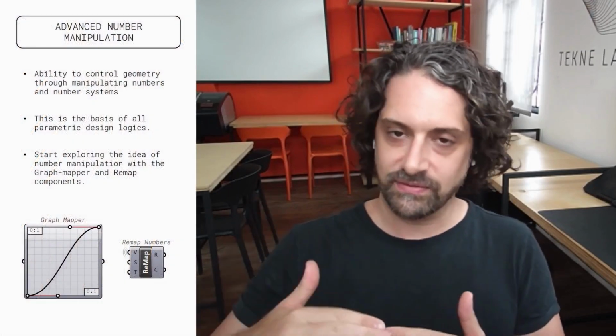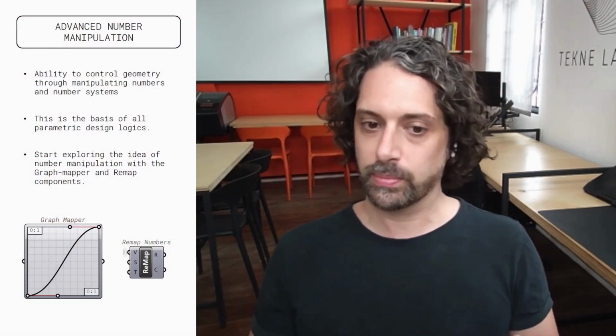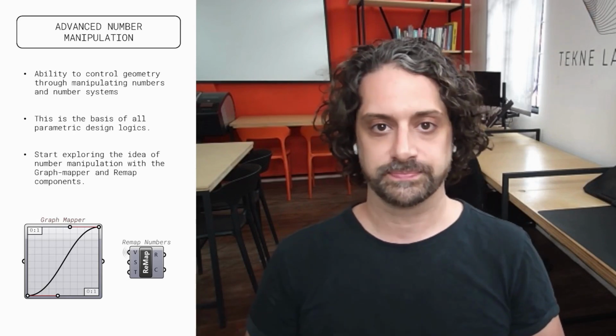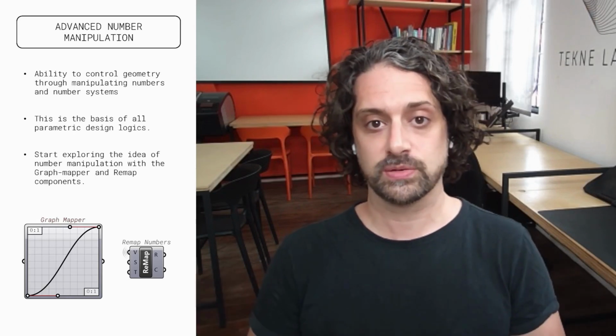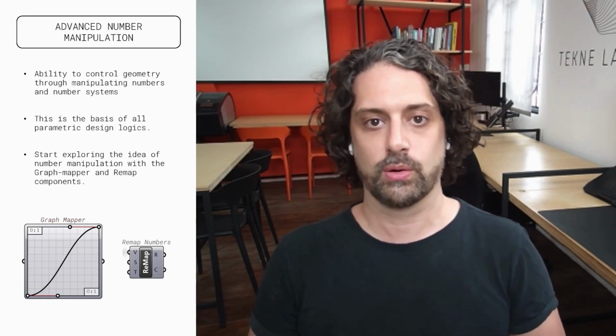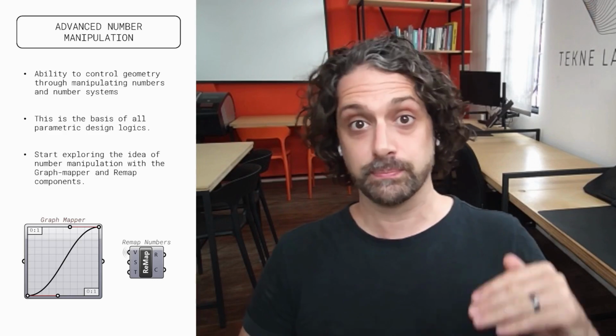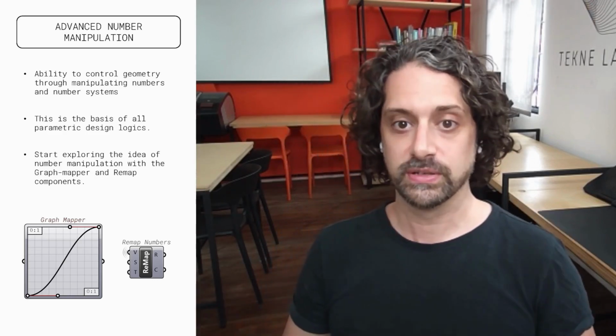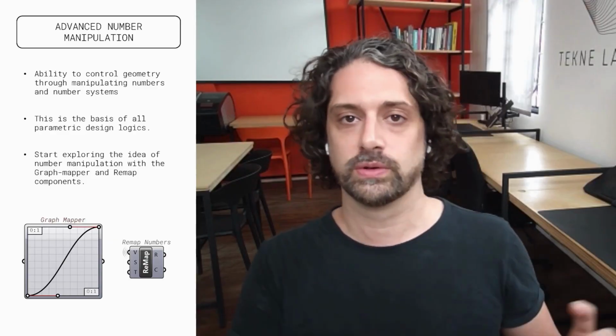So what if we take our system and translate these numbers to a rotation instead, or an extrusion height? What we gain by starting to think like this and work like this is the ability to control geometry through manipulating numbers and number systems. At its most basic, this is really all you need to know about parametric design. There are levels and levels of skill and technique and complexity on top of this, but essentially this is the logic. Start exploring this idea of number manipulation by looking at the graph mapper and the remap components to begin to understand how to manipulate both the upper and lower boundaries of numbers and translate units from one system to another.